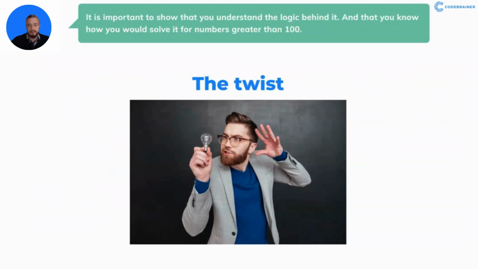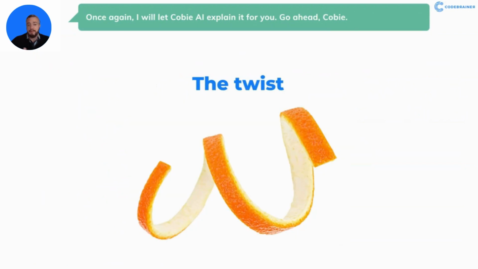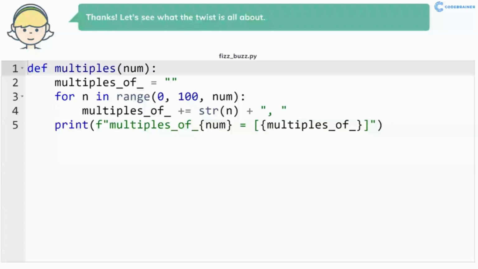It's important to show that you understand the logic behind it, and that you know how you would solve it for numbers greater than 100. Once again, I will let Cobie AI explain it for you. Go ahead, Cobie. Thanks. Let's see what the twist is all about.